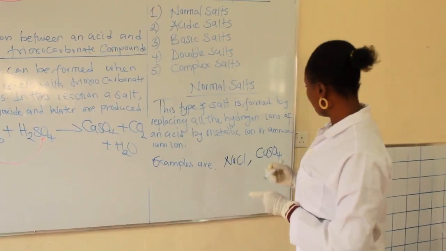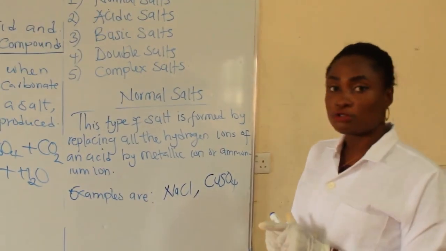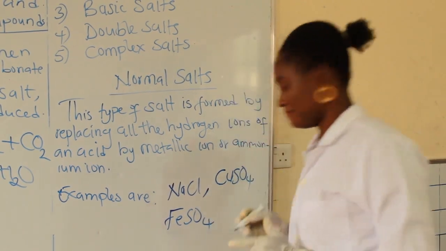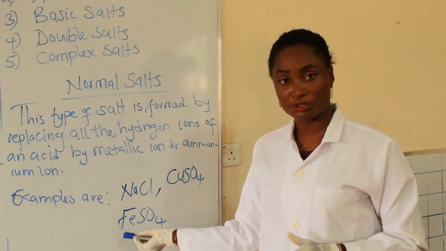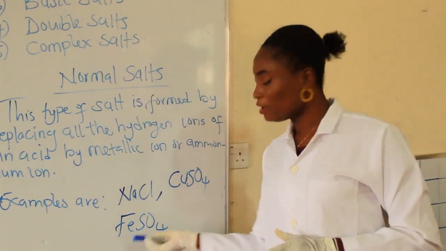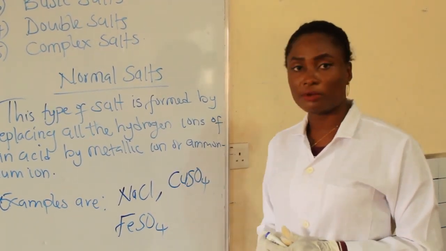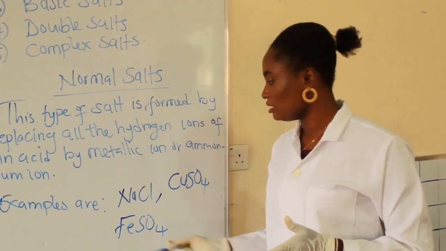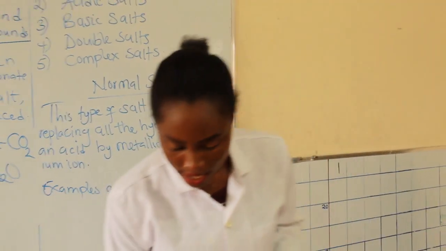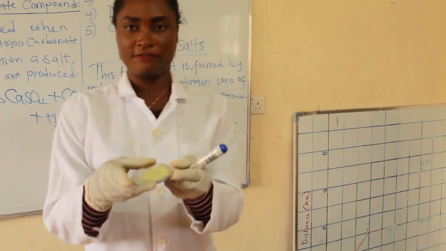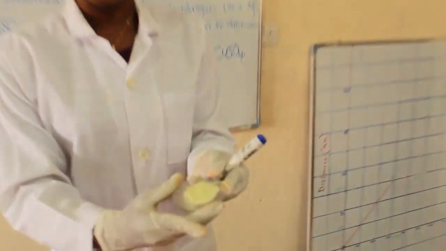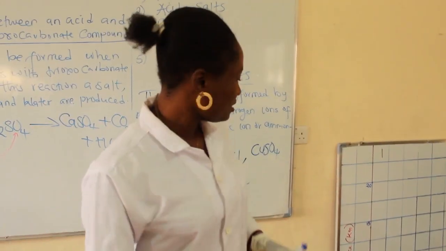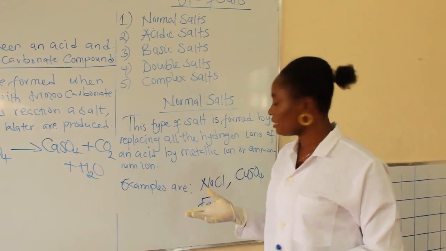Now, another example is iron 2 sulfate. Of course, you know this is the symbol for iron. So iron 2 sulfate can also be formed when you replace all the hydrogen in sulfuric acid by iron. Now this is iron 2 sulfate. All right. This is the color. It has a dirty green color. Okay. So these are the different examples of normal salts.